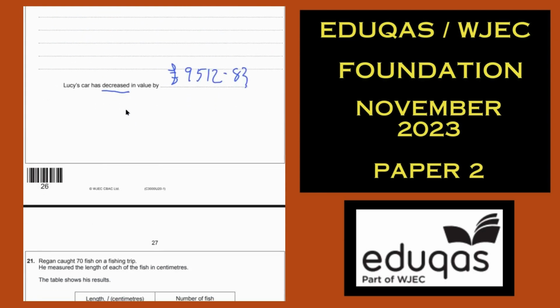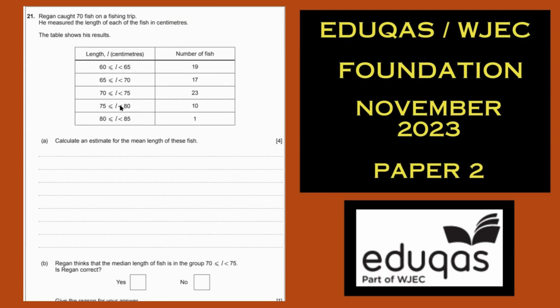£9,512.83. On we go. Typical calc question here. Regan caught 70 fish. We always need that 70 because when you're estimating the mean, the last thing you do is divide by how many there are. But before we get to there, you need to multiply by all of your frequencies. But there's the question. Multiply what? 60 or 65? Neither. This is that question where we need the midpoints.